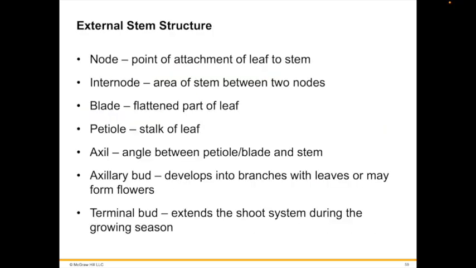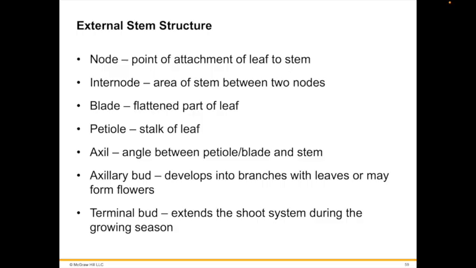The point of leaf attachment to the stem is called a node. The portion of the stem between two nodes is called an internode. A leaf usually has a flattened blade and sometimes a petiole or stalk. The angle between a leaf's petiole or blade and the stem is called an axil, or the leaf axil, and an axillary bud is produced in each axil.